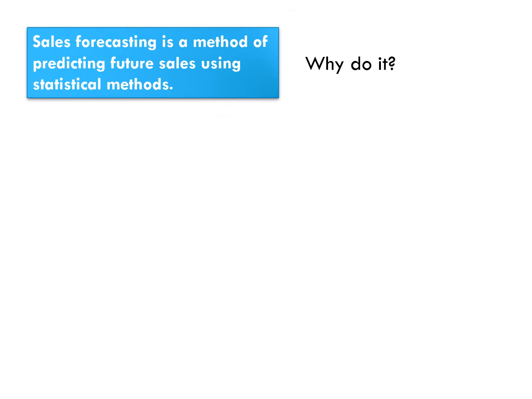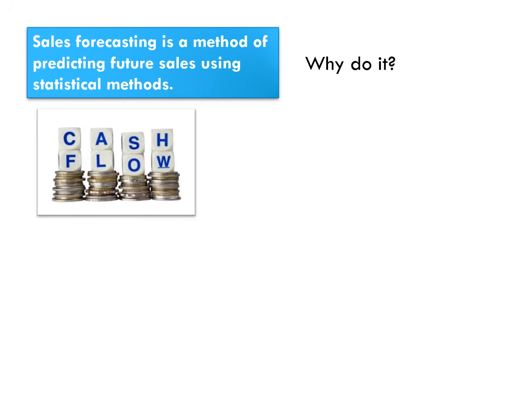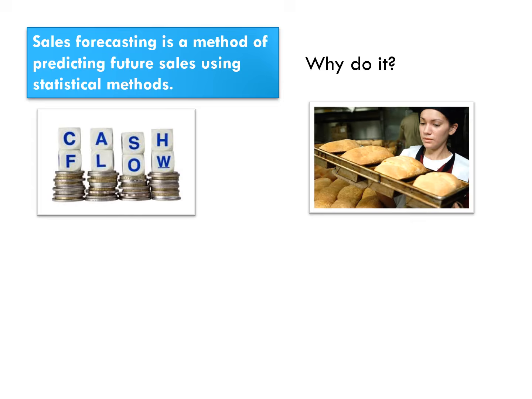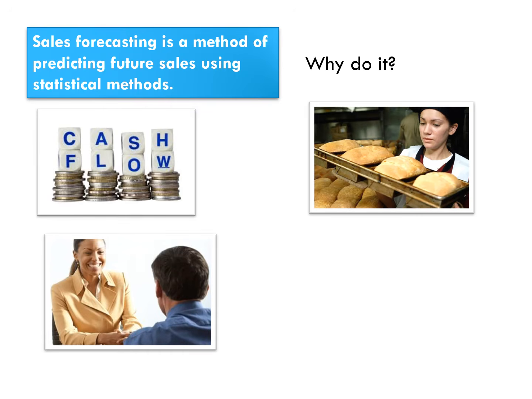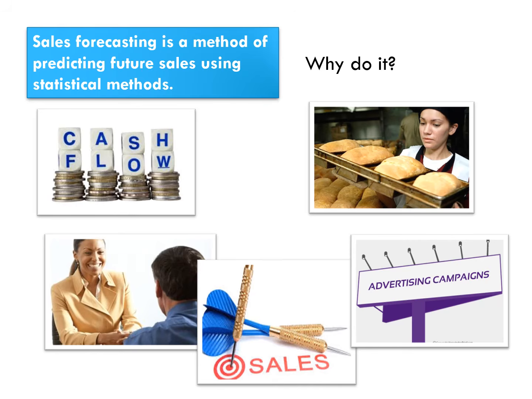So let's go back in time a little bit and remind ourselves what sales forecasting is. Sales forecasting is a method of predicting future sales using statistical methods. Why might we do it? Well, we want to make sure we have enough sales in order to ensure good cash flow. We might need to make some operational decisions about how we run our business, organize our business in order to make sure we can meet our sales forecasts. We might need to make sure we have the right number of staff. We might also need to think about how we're going to ensure that we market properly in order to hit our sales forecast.